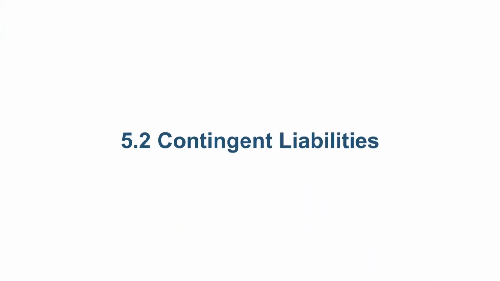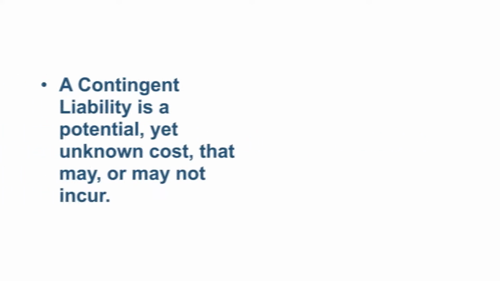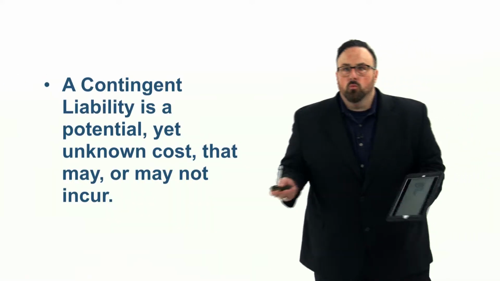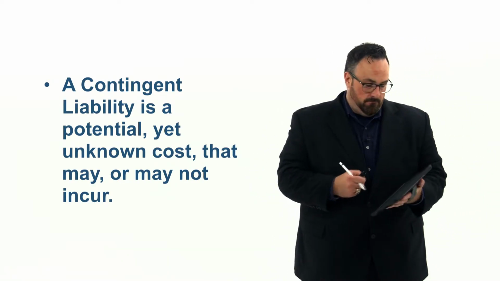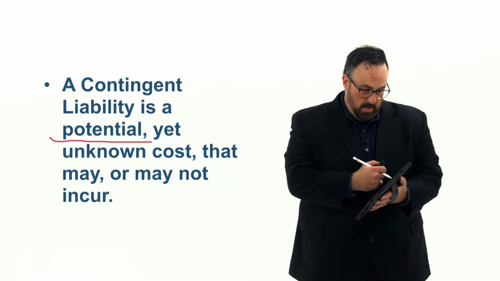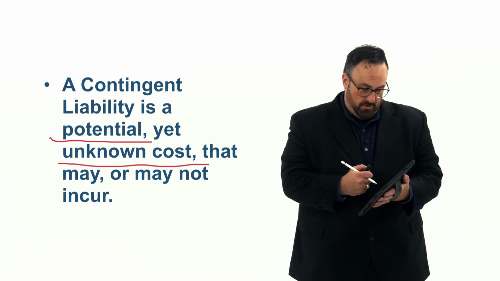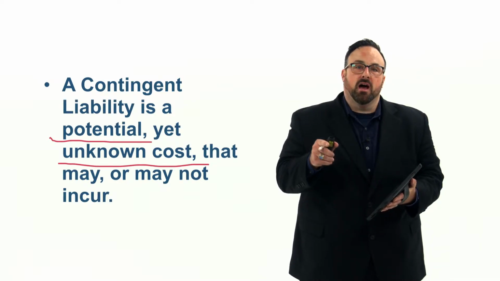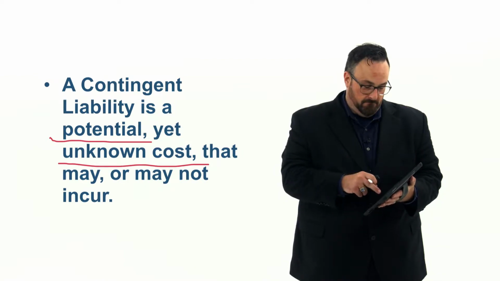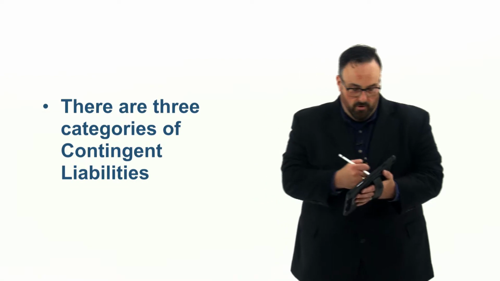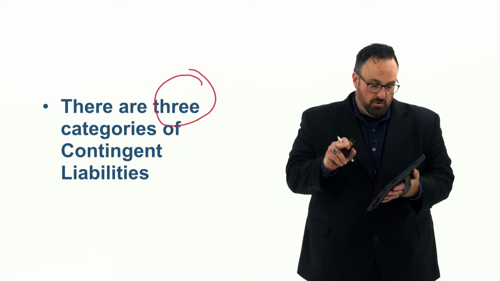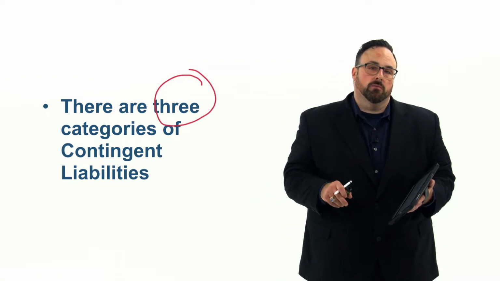Okay, we're in Unit 5.2, titled Contingent Liabilities. What is a contingent liability? It is a potential, yet unknown cost that may or may not incur. So, what are they? Well, first of all, very important, and you may see this again, there's three categories of contingent liabilities.